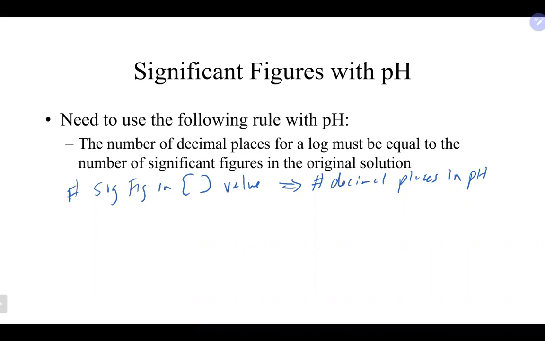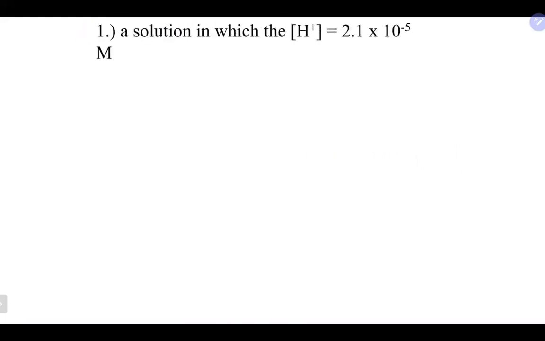So why don't we try one here? What is the pH, as you got on the bottom there, of a solution that has an H plus concentration of 1 times 10 to the minus 5 molar? So, all right, take a moment and calculate it to the proper number of digits there. All right, let's take a look at the first one here.